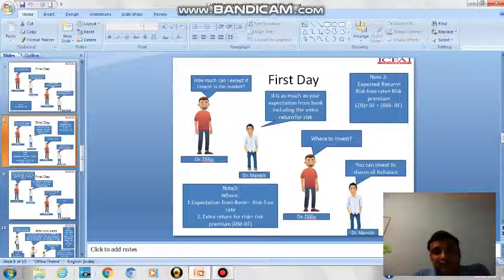Manish, first component expected from bank, that is risk-free rate, which is discussed in earlier slide. And second component is extra return from risk, that is a risk premium, may be calculated as RM minus RF. Then Dr. Dilip asked Dr. Manish where to invest.